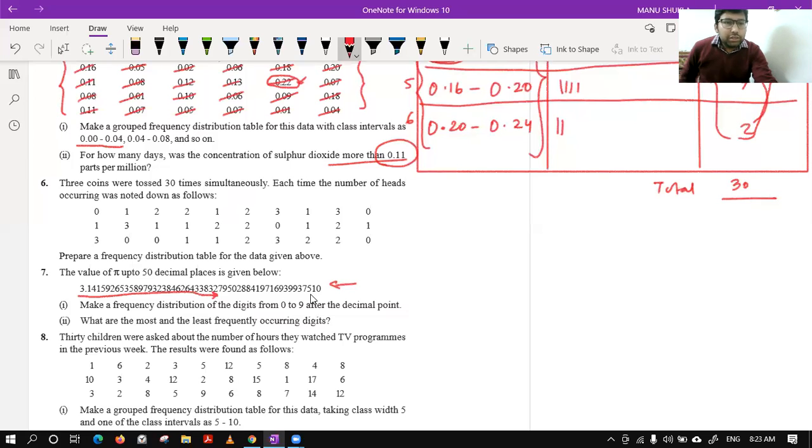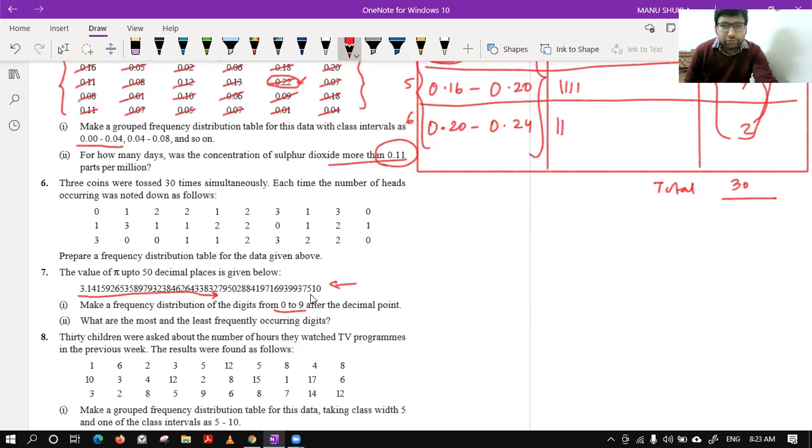So they have written all the numbers like this. They want you to make a frequency distribution of the digits from 0 to 9. Simple. You will just write a table like this, and you will write, suppose here, the digits from 0 to 9.